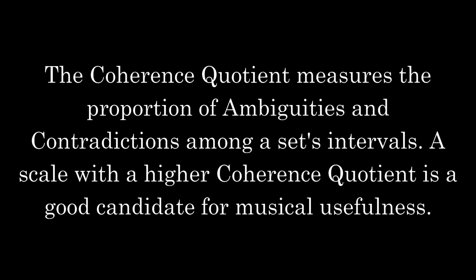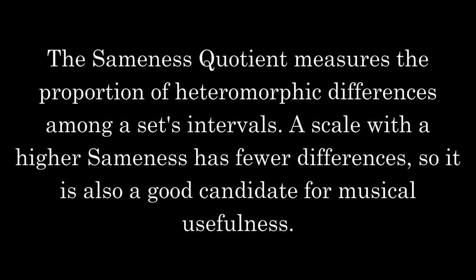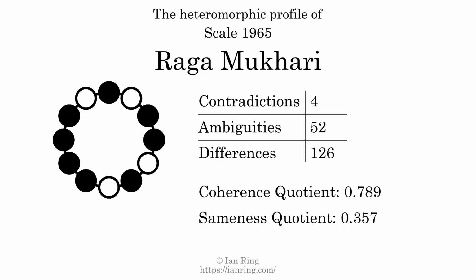The coherence quotient measures the proportion of ambiguities and contradictions among a set's intervals. A scale with a higher coherence quotient is a good candidate for musical usefulness. The coherence quotient is 0.789. The sameness quotient measures the proportion of heteromorphic differences among a set's intervals. A scale with a higher sameness has fewer differences, so it is also a good candidate for musical usefulness. The sameness quotient is 0.357.